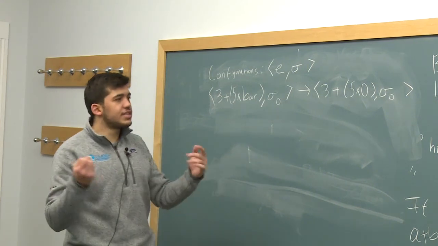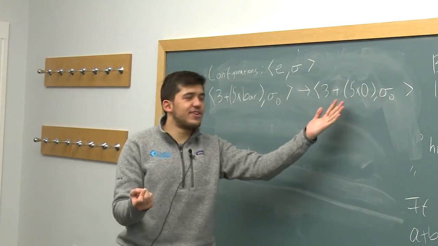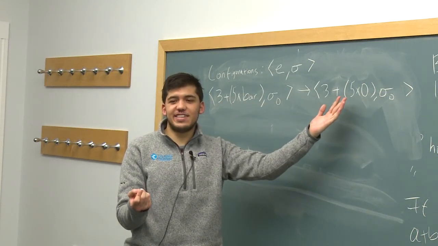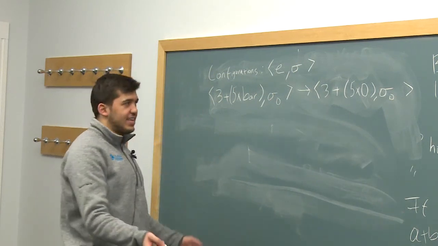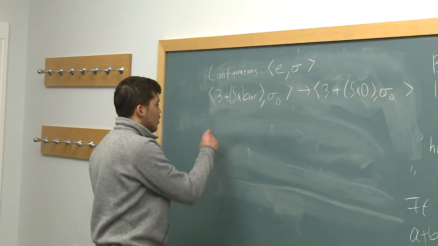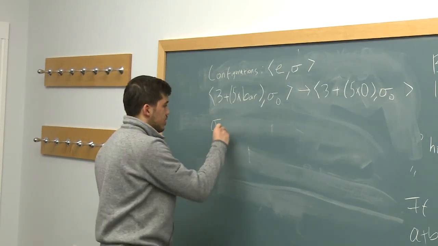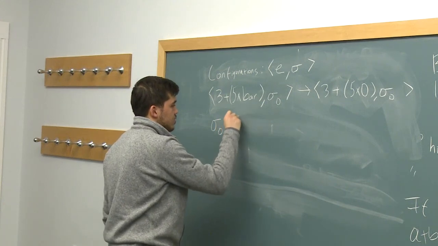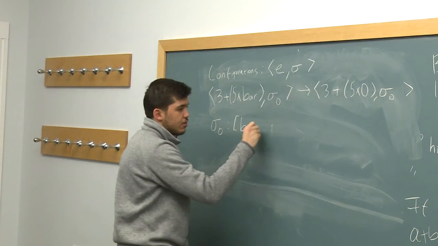So let's just think about this logically. What would bar need to equal for us to get this expression? Just say it. 0. Okay. So then, in that case, in our store sigma 0, what would bar be equal to? 0. Yeah. So this is how we show that a variable is equal to a value.